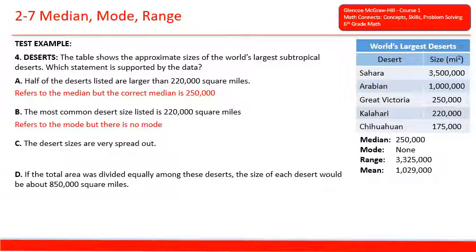The most common desert size is 220,000 square miles. That refers to the mode, but there is no mode, as we discussed. And then the desert sizes are very spread out, and that's correct. That refers to the range, and the data are very spread out.